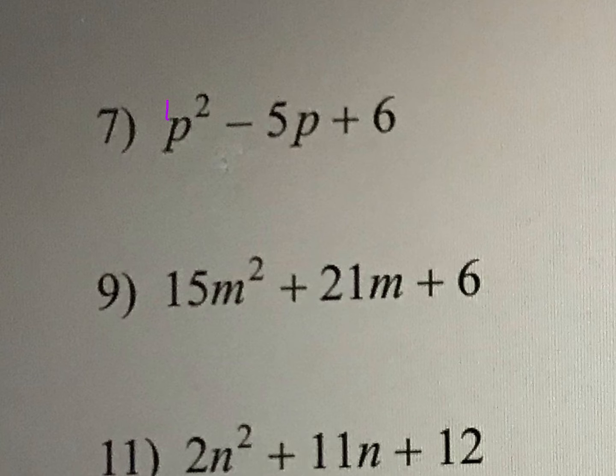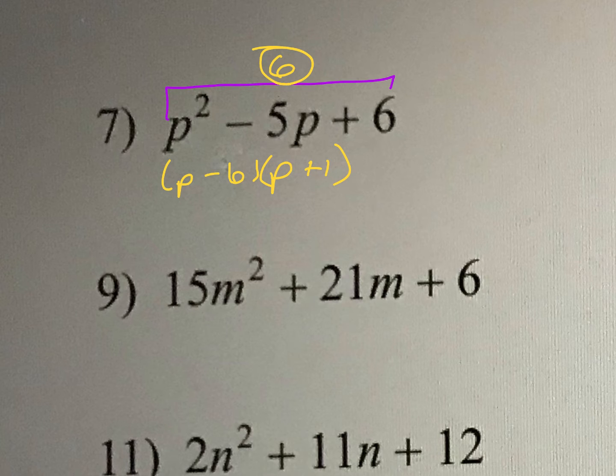So I'm going to say a times c. The number in front of your letter, p squared, is your a term. It's a 1. So 1 times 6. What are the factors of positive 6 that multiply to give me 6 but add to give me a negative 5? So p minus 6 and p plus 1, correct? You guys good? No?